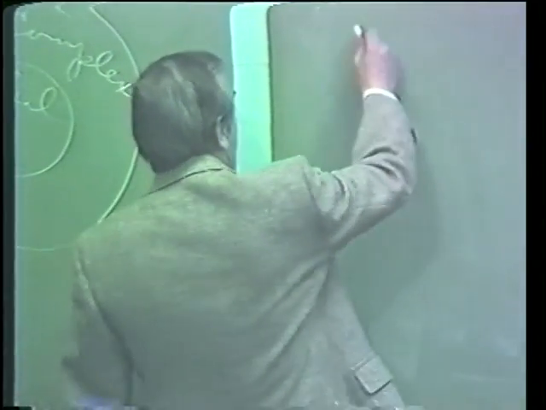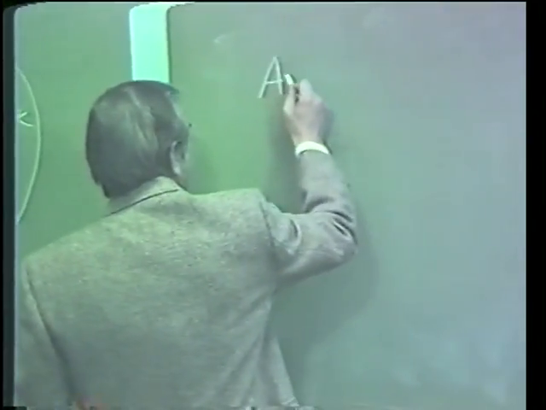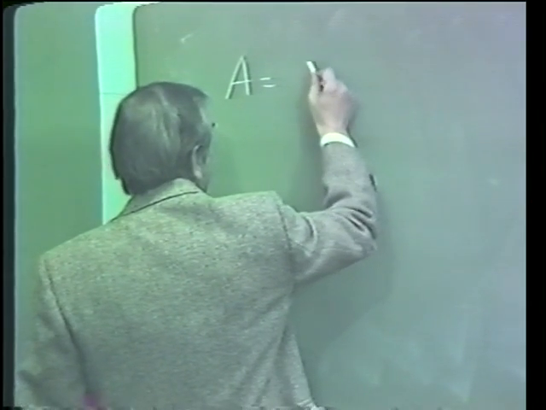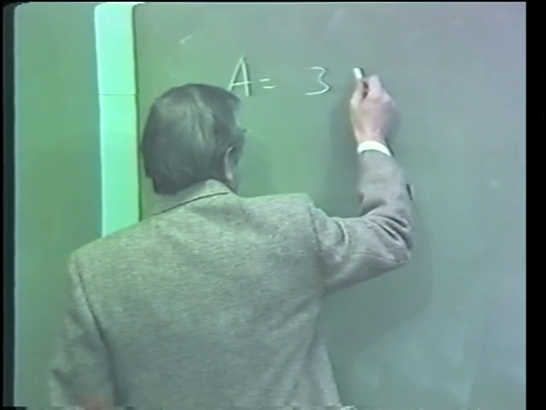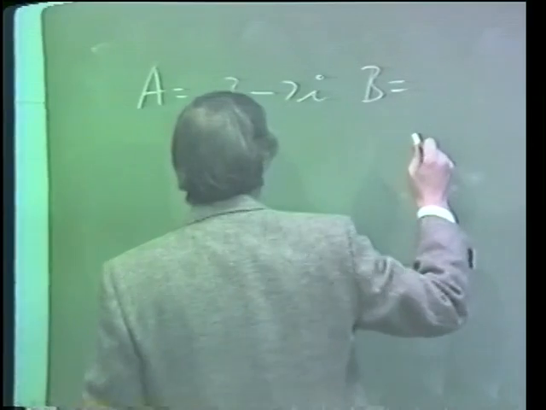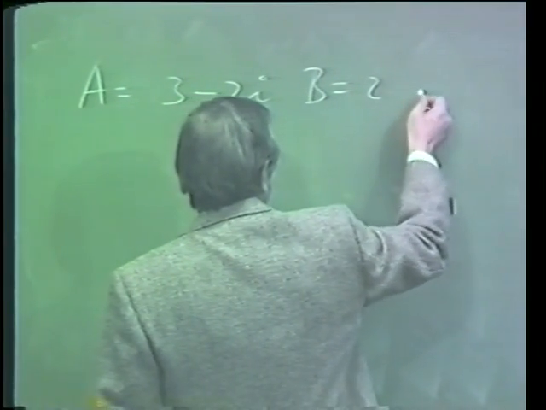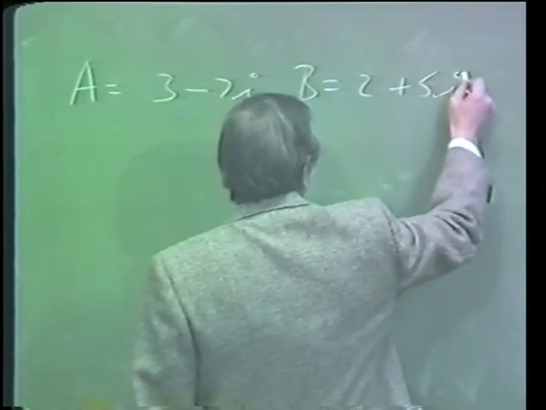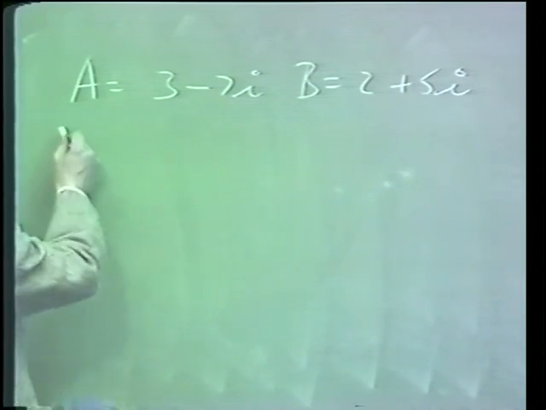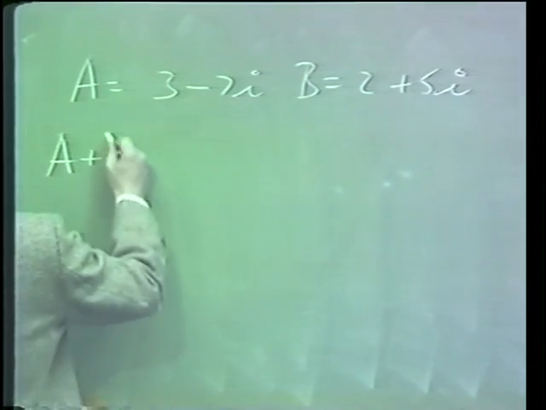So I'm going to have two complex numbers. I'm going to say, hey, let A equal 3 minus 7i. I'm going to let B equal 2 plus 5i. So I have two numbers, A and B. Now I want to go through the operations of these complex numbers. So the first thing we have is A plus B.